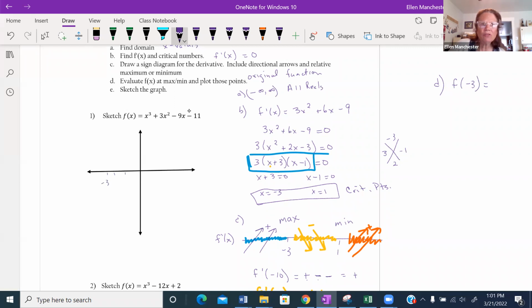Now, if you notice, it says sketch, right? It doesn't say do an exact sketch. It just says sketch it. So I know at -3, I'm going to have a maximum. So when I plug -3 into the original function, make sure you watch your signs.